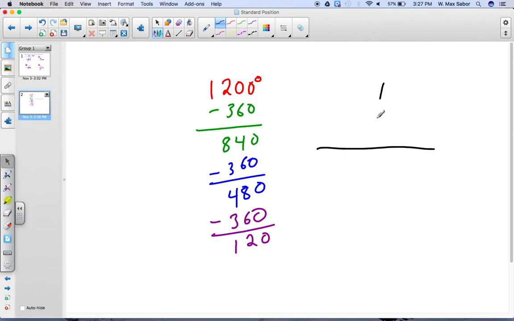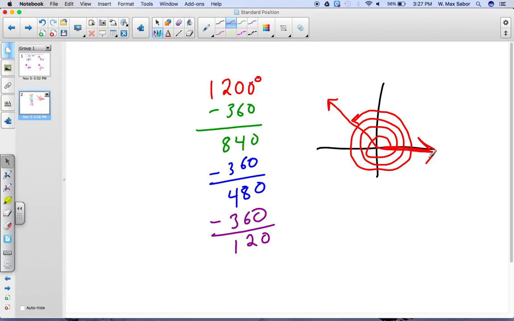So we can say we're going to go around once, so that's twice, a third time, all the way around. And now at the end of the third time, we're going to go another 120 degrees. And that's not a very good representation of 120 degrees, but this is how we would draw 1,200.